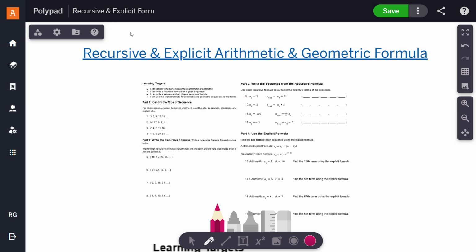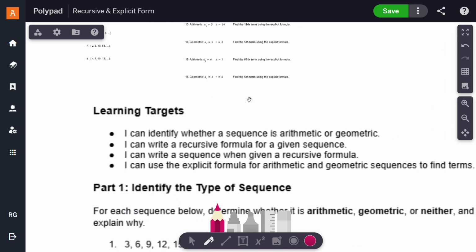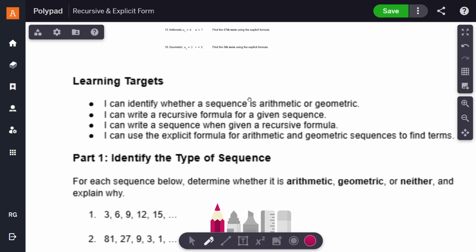Alright, so I'm going to do a review of the recursive and explicit arithmetic and geometric formulas. This covers questions 8 through about 16 on the unit exam. And I'm going to go down to our learning target, so things that we should know by the end of this lesson.